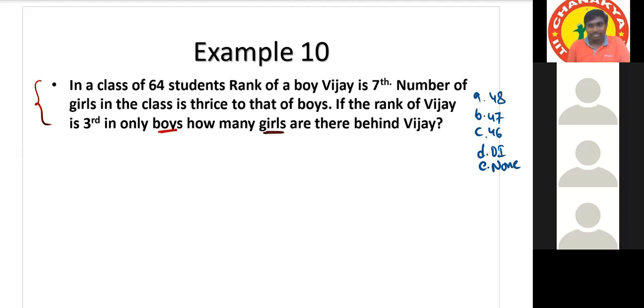Sir, D, for me, data inadequate. Why? Because we do not know if there are any girls in front of Vijay. Sir, I think it's 44. Same reason as previous. Sir, I'm getting 44. Yeah, okay, 44. 44 is not there in the options. Okay, let us add one more option. 44.